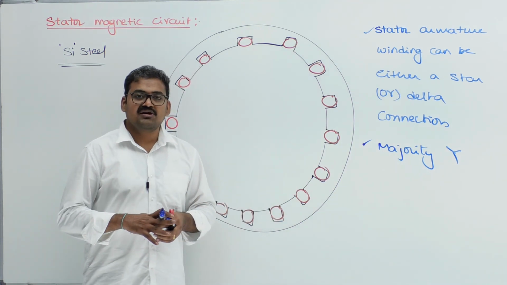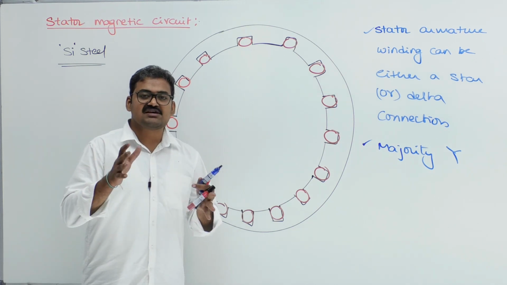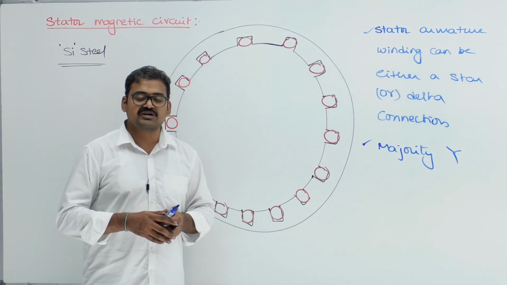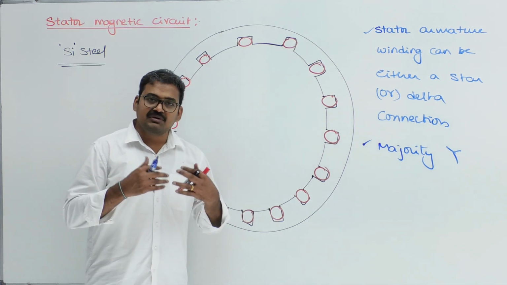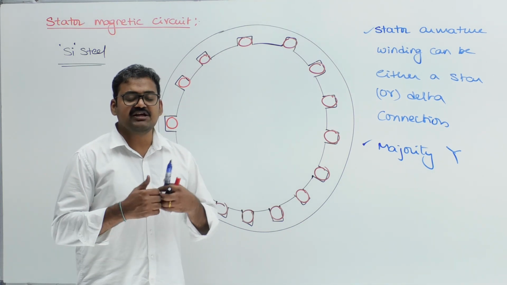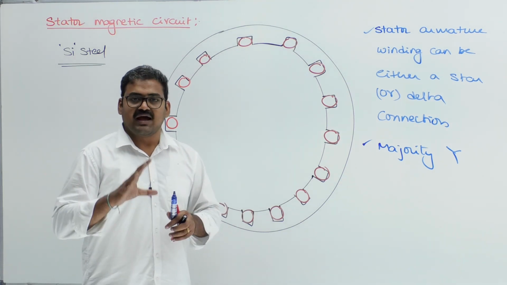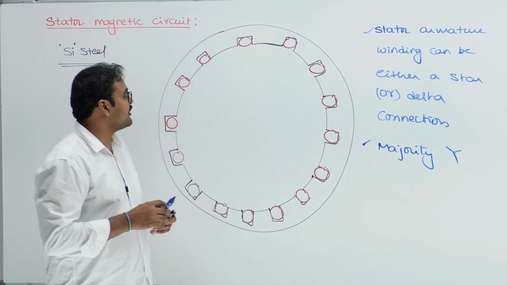Because we know that for a given line voltage, the phase voltage is only 57.7% of the line voltage. Therefore, the insulation requirement will reduce. That's why in the majority of cases, the armature winding is star connected. By default, we will always assume star unless it is specifically given as delta. That is one more point.